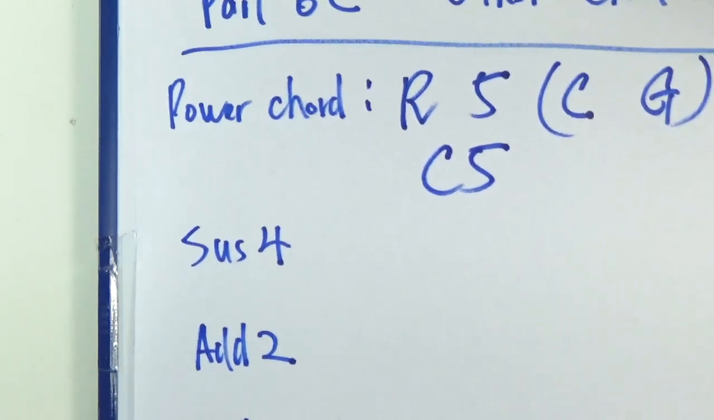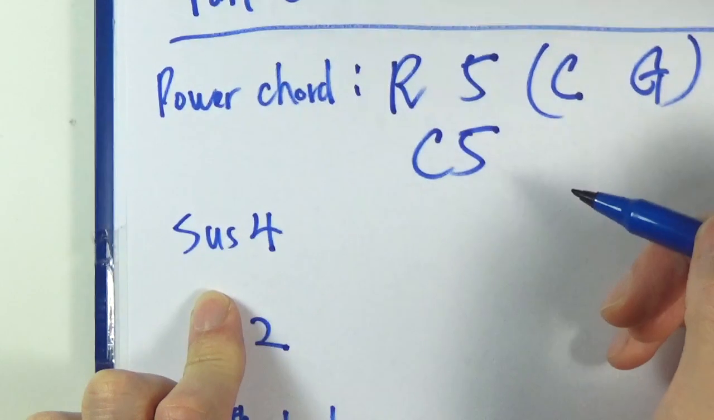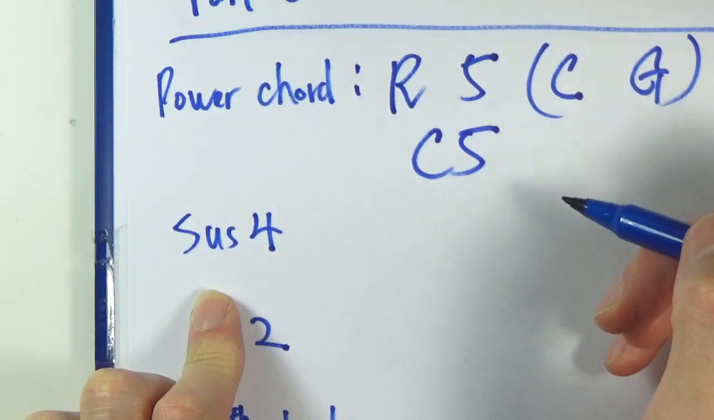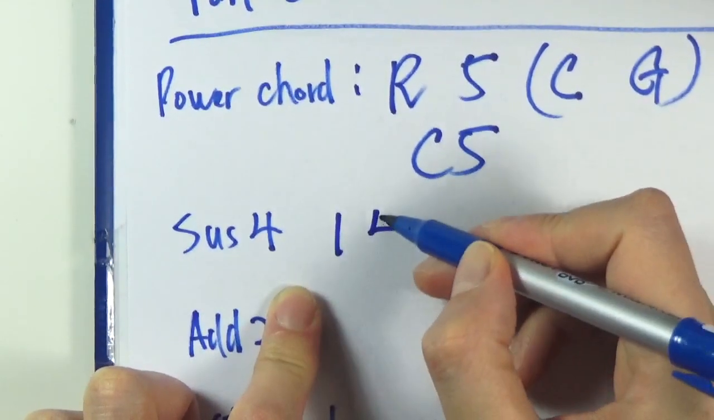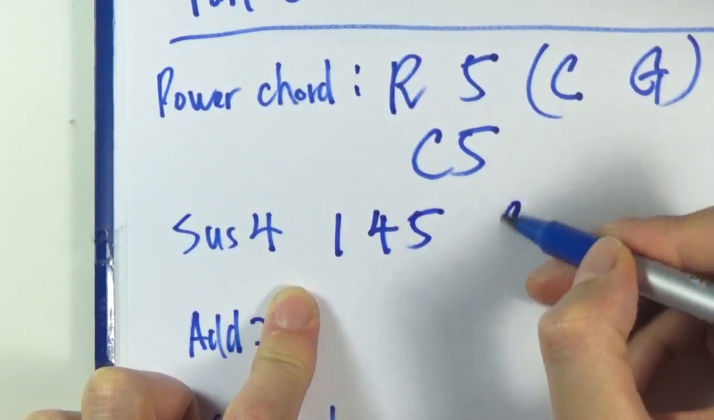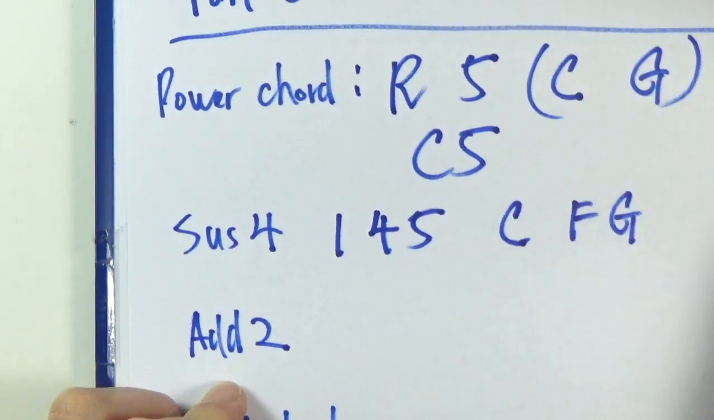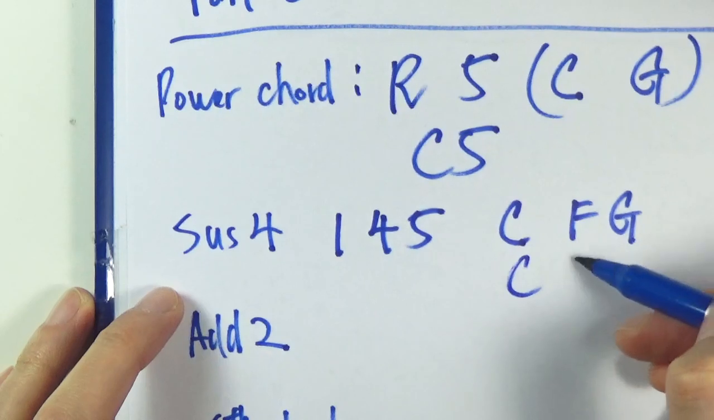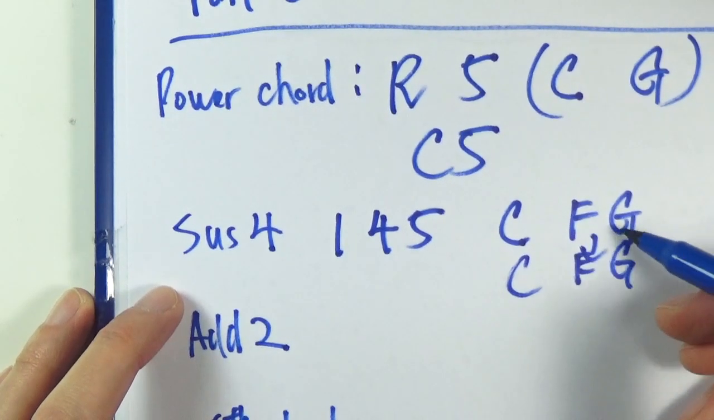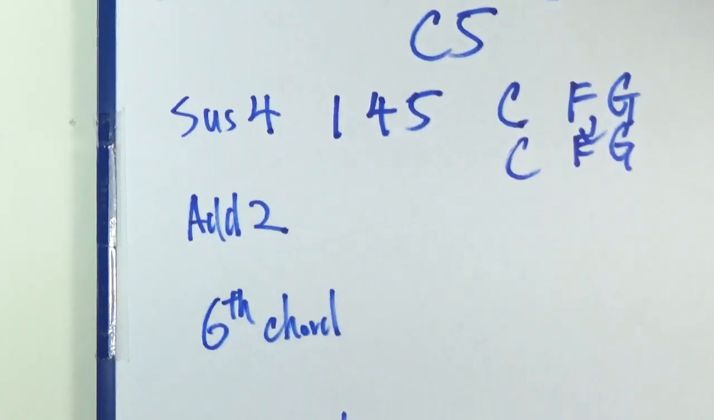alright? So sus4 basically means that you're replacing the third with the fourth, so 1, 4, 5. In C that would be C, F, G. Usually you would resolve that to C, E, G, so the F would resolve to E.